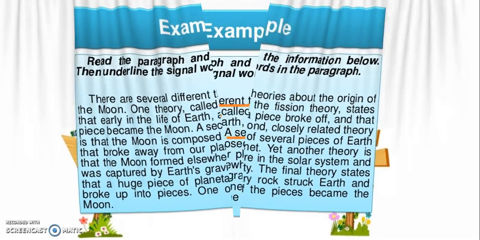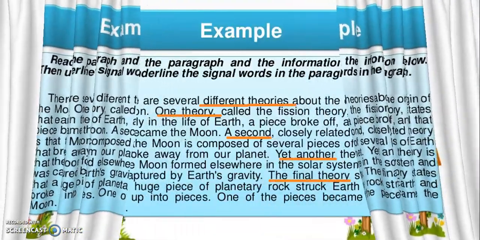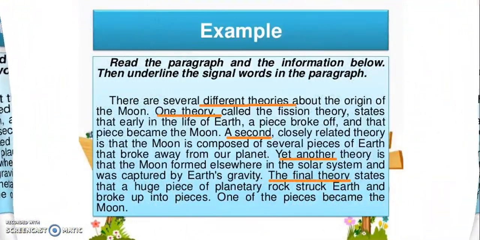Okay, you should have found these linking and transition words. 1 theory, a second, yet another, the final theory. I also want you to check how the sentence structure is followed, and each idea has a different sentence. So we are respecting the idea of subject, verb, complement, and punctuation marks.